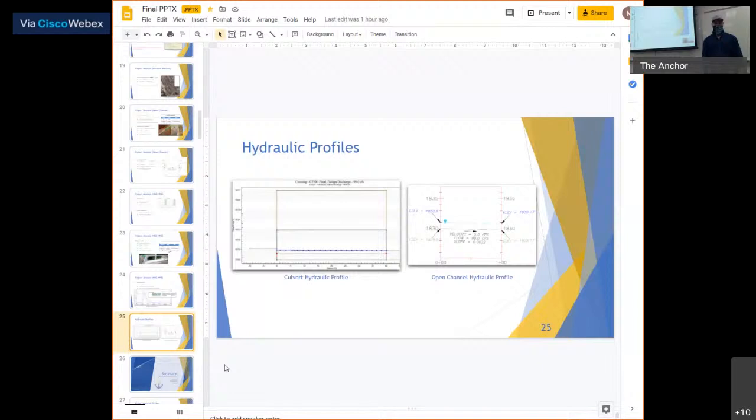The slope actually reduces, or it gets us closer to the normal depth, which is a deeper depth than the critical depth. You can't see the dotted line. The water profile is actually on that line. We're done with the culvert. Who's got that? I'm satisfied.